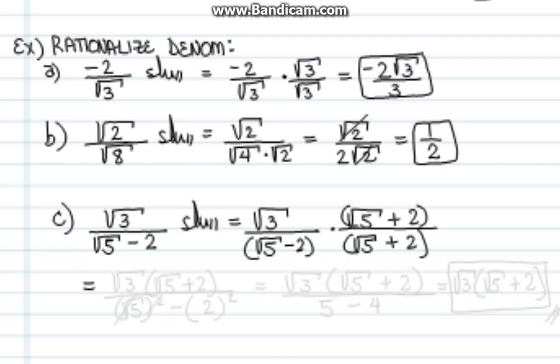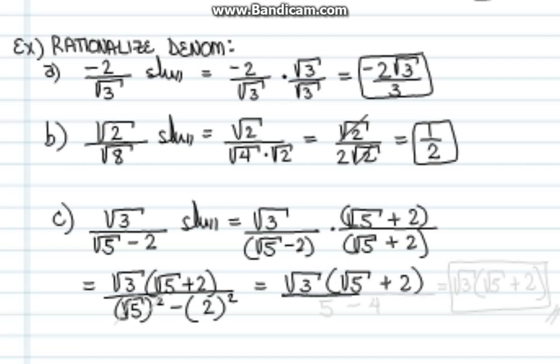Continuing, multiplying on the top, square root of 3 times parenthesis, square root of 5 plus 2. On the bottom now, we're going to use a formula. Because on the bottom, look what we have. Conjugate times conjugate. So we're going to do first squared minus second squared. So it's the square root of 5 squared minus 2 squared. Okay, on the top, we have square root of 3 times square root of 5 plus 2 in parentheses over, okay, simplify the bottom. We get 5 minus 4.